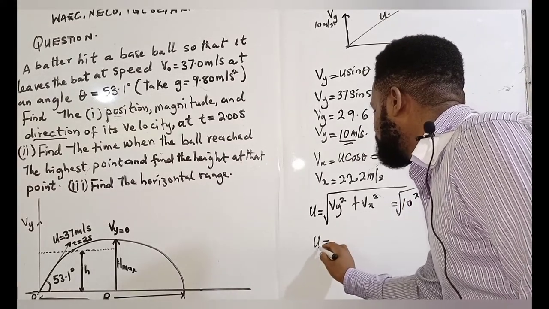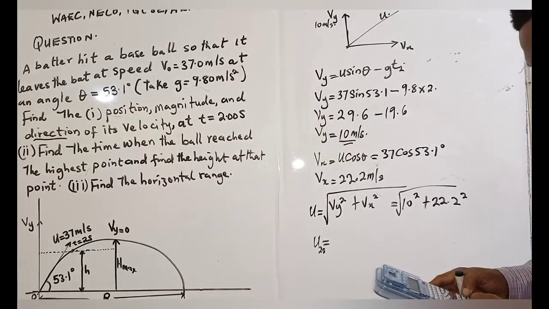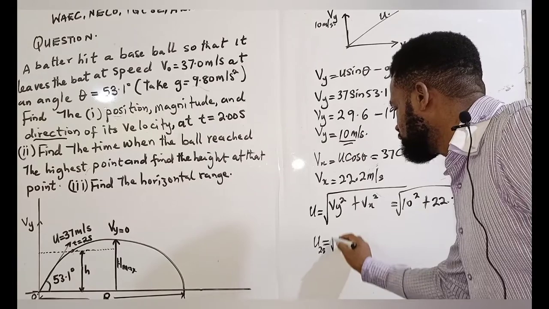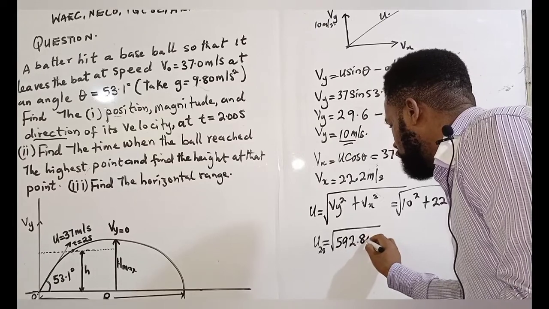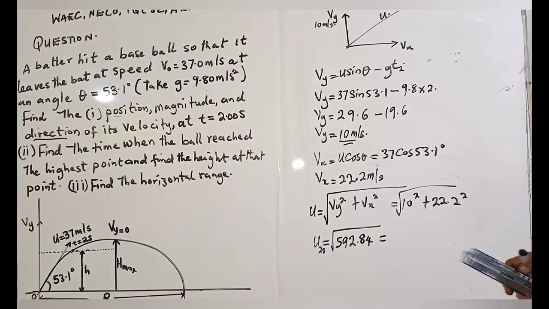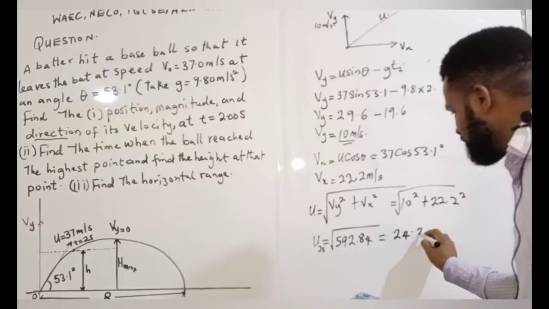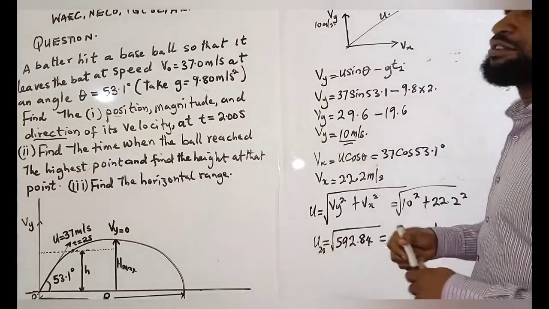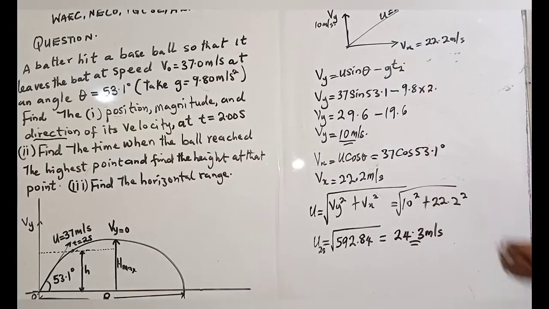So u at 2 seconds, the speed after 2 seconds, is going to be the square root of 22.2 squared plus 100. So the instantaneous speed is going to be the square root of 592.84, which is 24.3 meters per second. How do I find the direction?